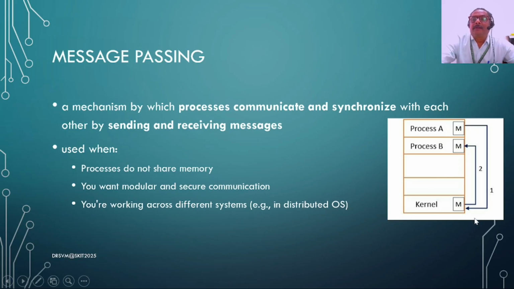Process A sends a message to the kernel, and the kernel in turn sends it to process B. Here the kernel is always open for communication with every process. So each process is free to communicate with the kernel. Therefore, it is quite simple to make the kernel an intermediate point so that a pair of processes can communicate with each other.